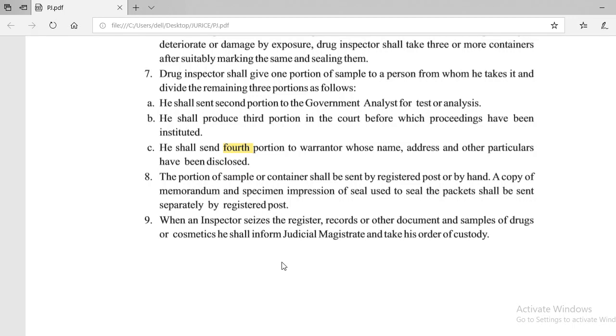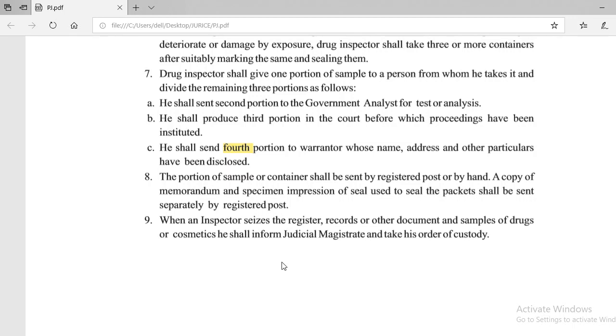Okay. Then the last one is when an inspector seizes the registers, records or other documents and samples of drugs or cosmetics, he shall inform the judicial magistrate and take his order of custody. Now he will not simply take the custody of those registers and the samples. He will first inform the judicial magistrate, and from him he will take the official custody of those samples and the registers.